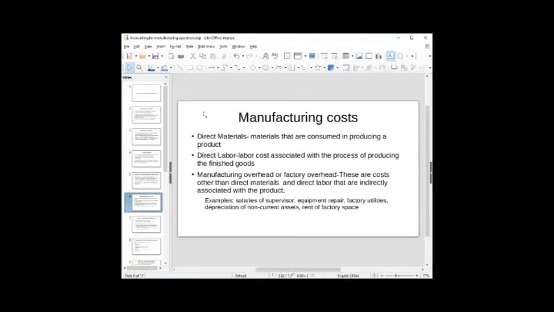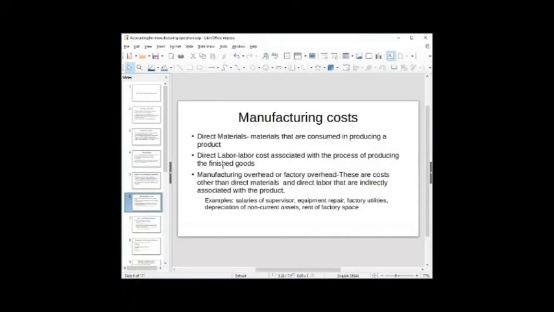While direct labor is the labor cost associated with the process of producing the finished goods. In the Philippines, it is normal that we call them factory workers. So the payroll that we paid, or the wages received by the factory workers, is categorized under direct labor.